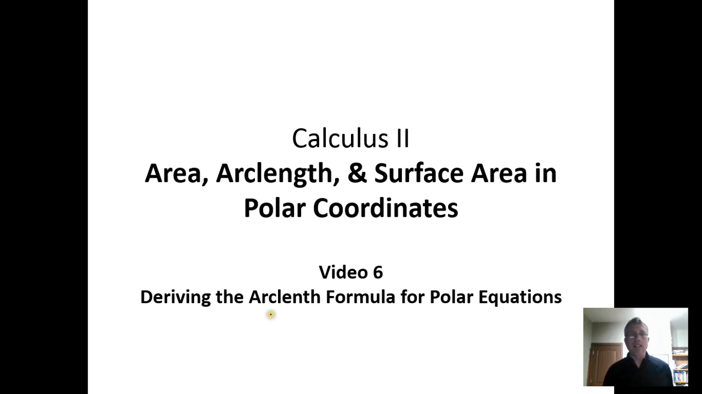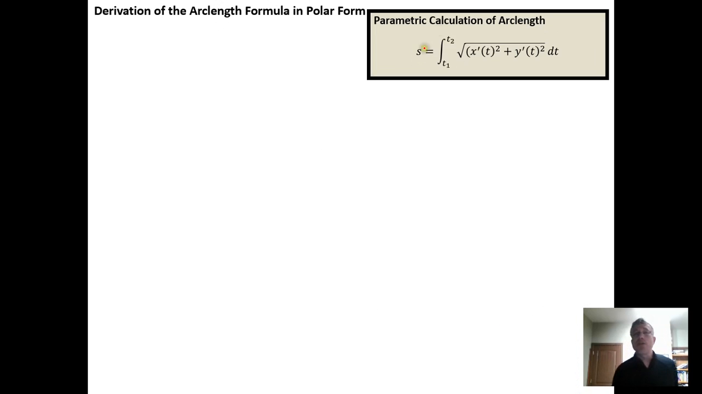So in this video we're going to derive the arc length formula when we're working with polar equations. And the big tool we're going to use is the fact that we've already come up with a parametric formula for arc length if we have parameterized curves. So if we have x and y parameterized via some other parameter t, then we know that we can calculate the arc length by running over the t interval of interest, taking the square root of the sum of the squares of the derivatives of the parameterizations.